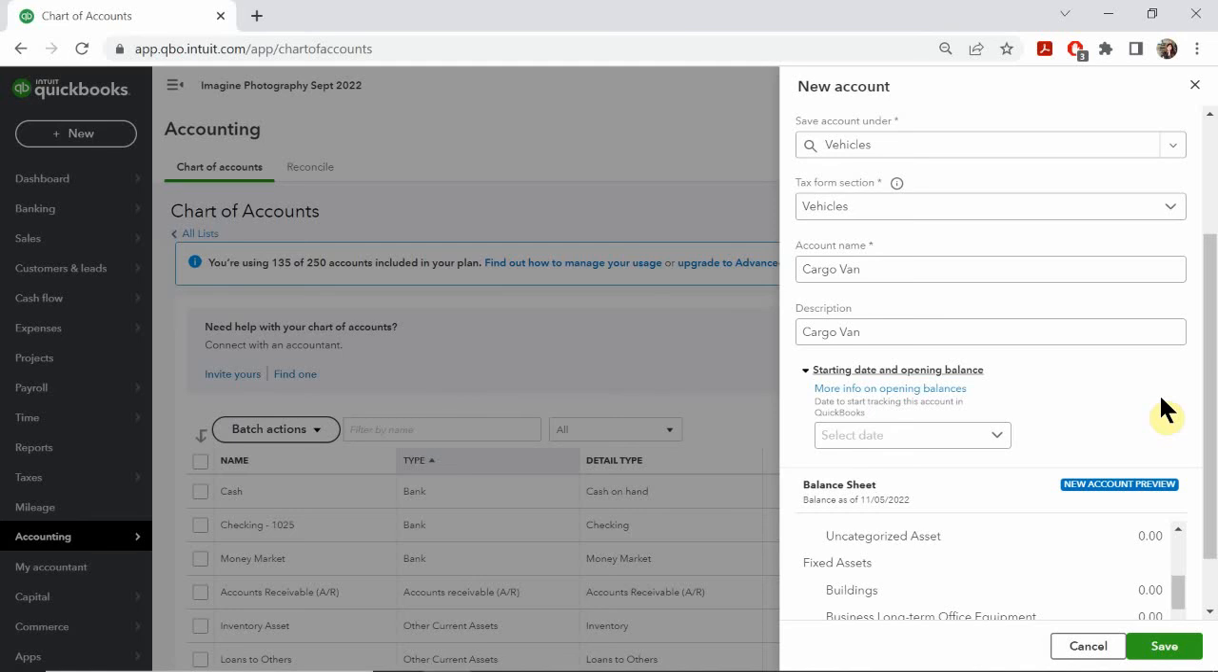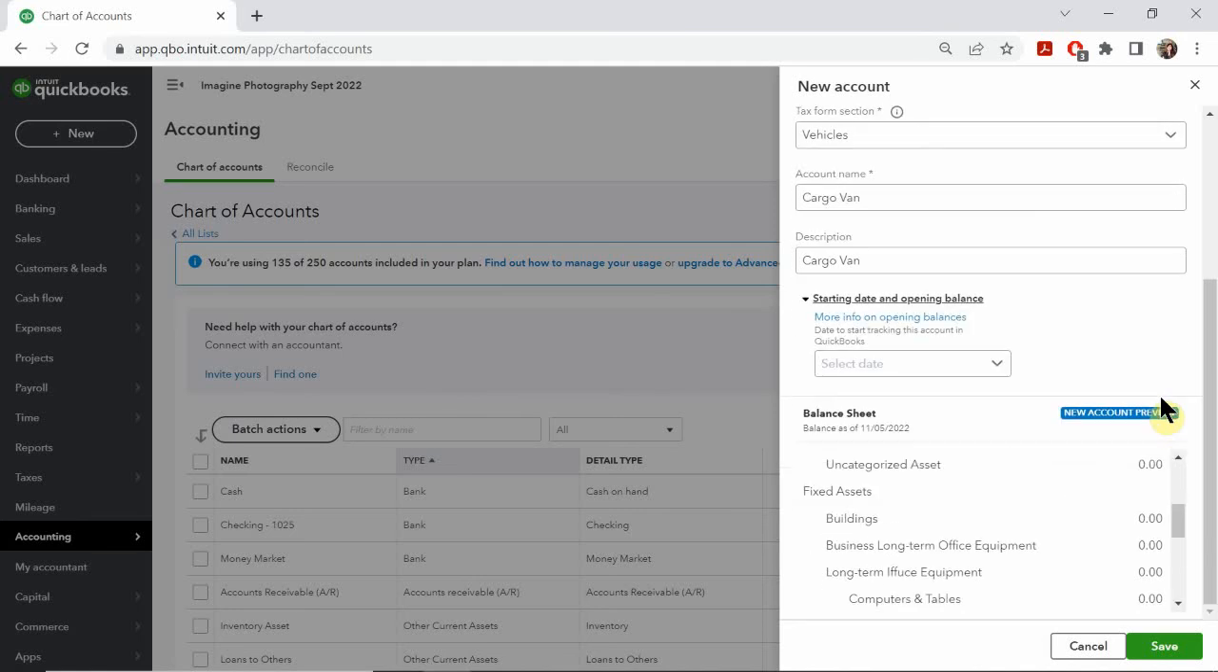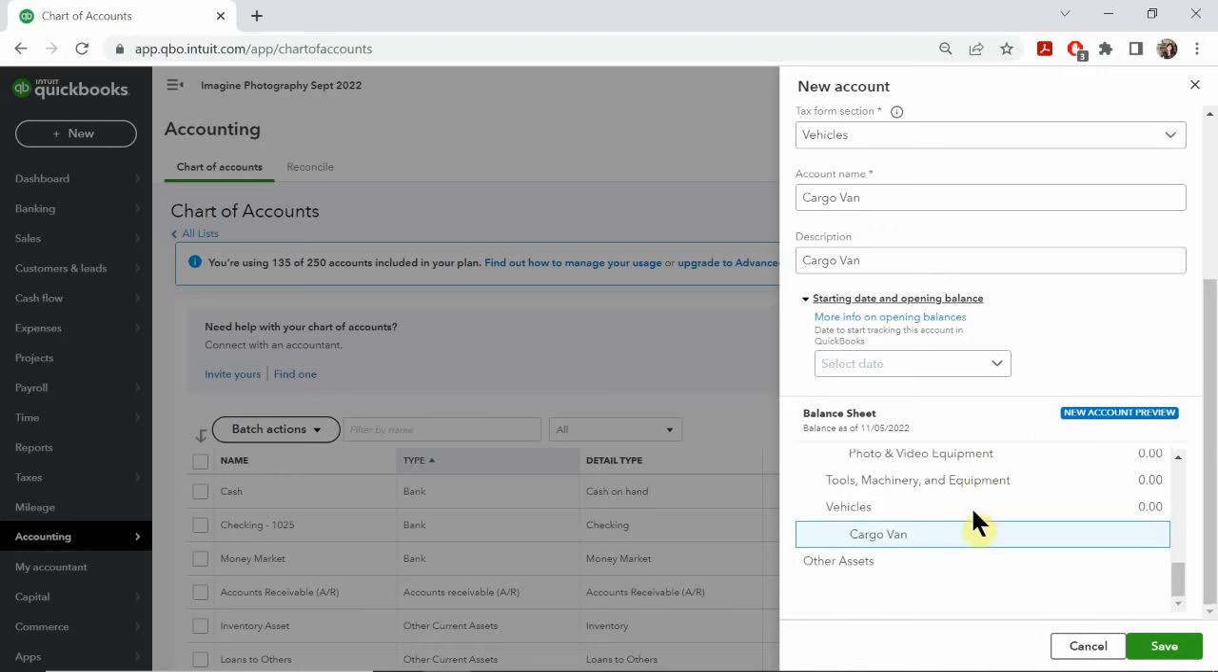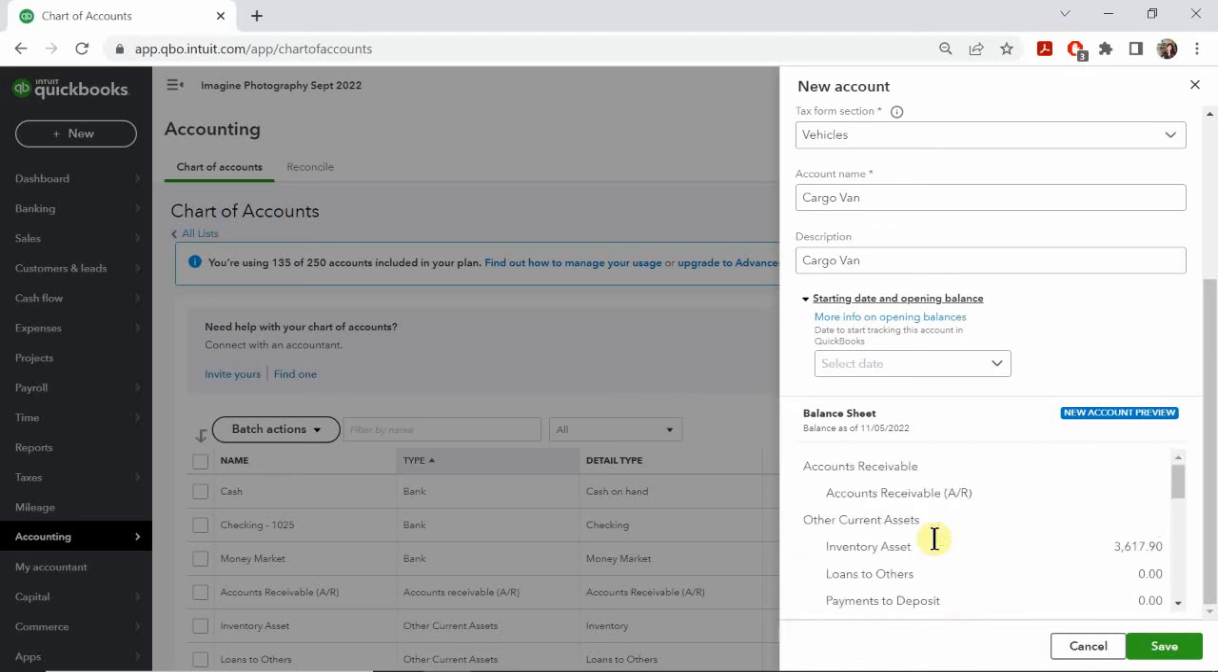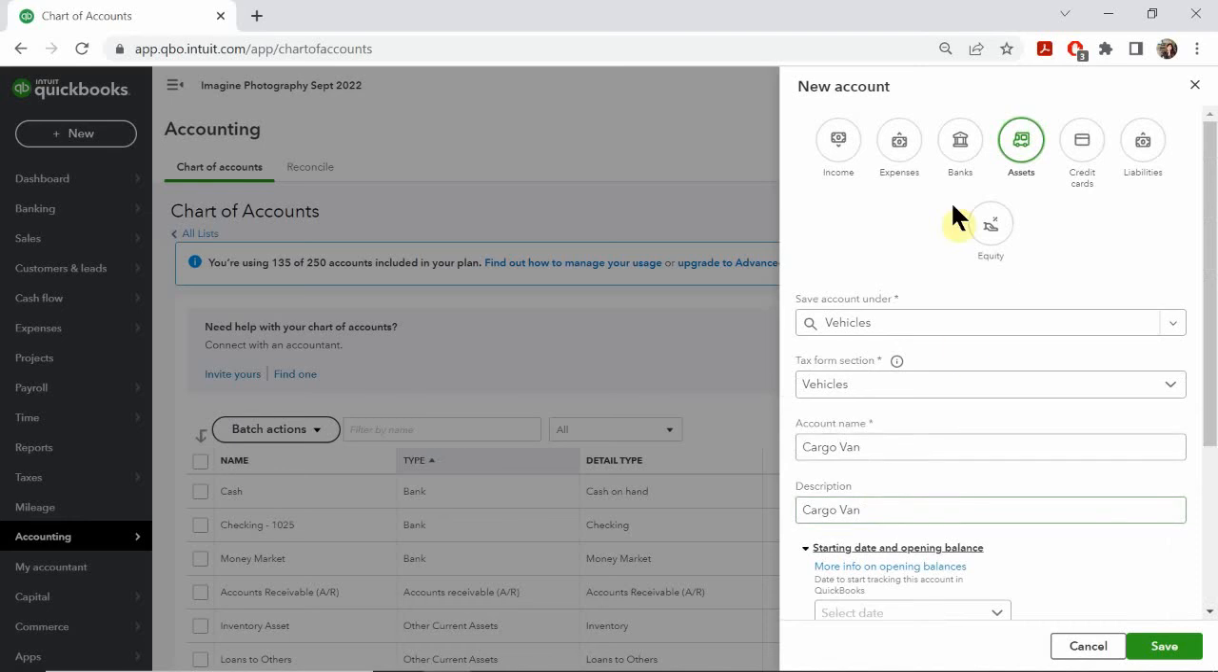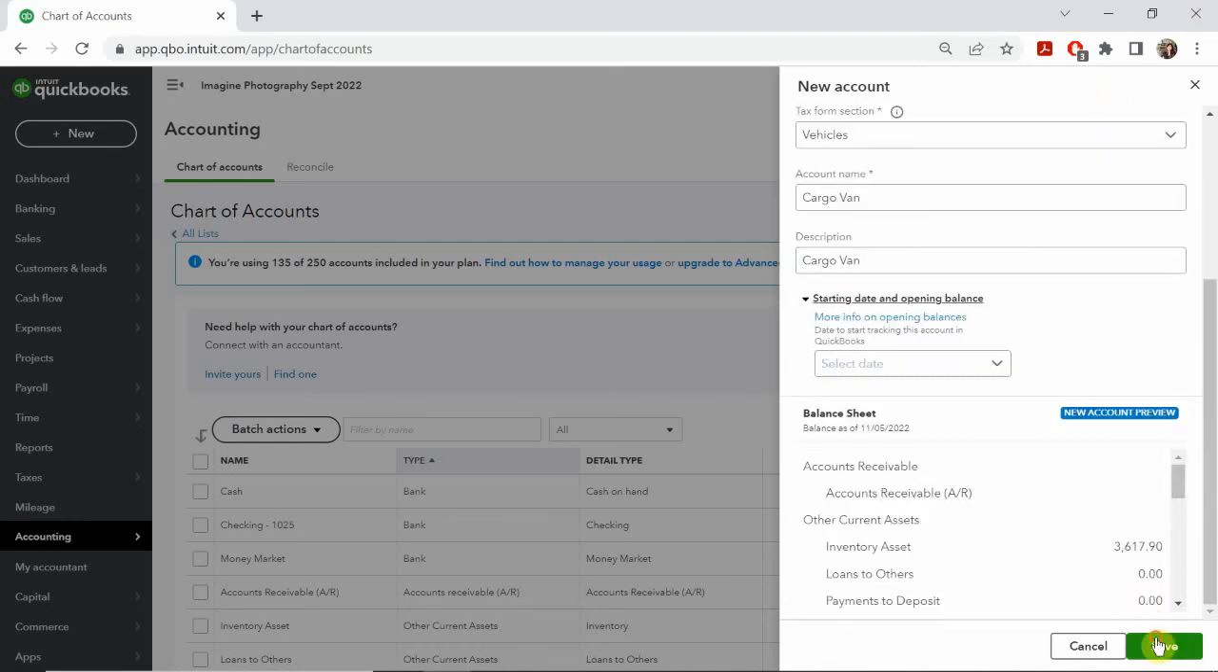more info on opening balances. So no opening balances here. Balance sheet once again. So again, depreciation should be automatic, especially when you have fixed assets. So again, we already put it under vehicles, which is a fixed asset. Okay, and I'm gonna go ahead and click save. Okay.